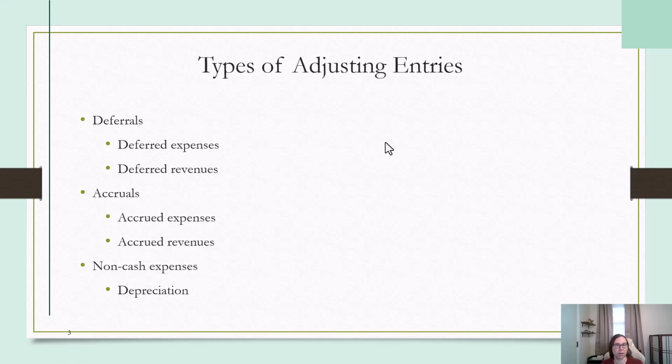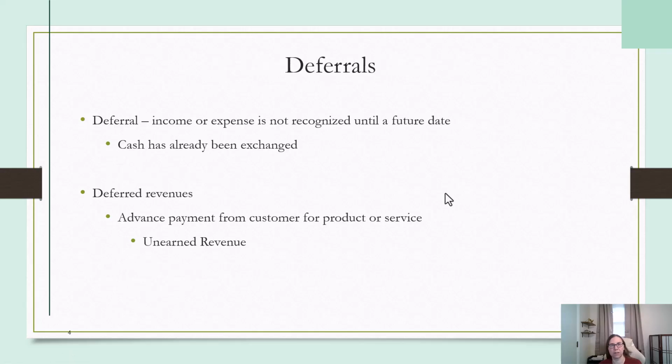There are several different types of adjusting entries, and I already gave some examples of deferred expenses. And in this video, I'm going to focus on deferred revenues. And then in the next few videos, I'll talk about accruals and depreciation. A deferral is an income or expense that is not recognized until a future date. So these are situations where the cash has already been exchanged, but the income or the expense hasn't happened yet.